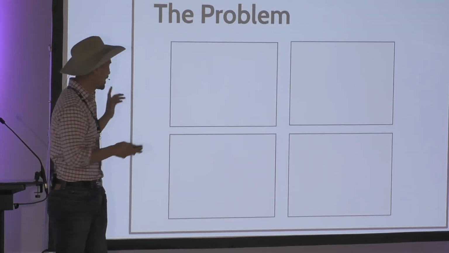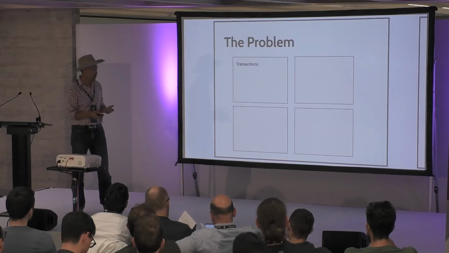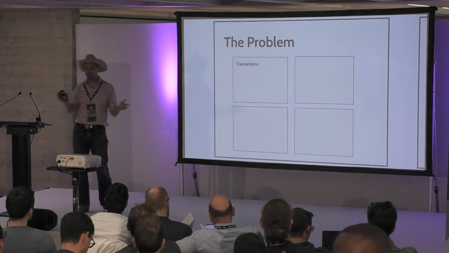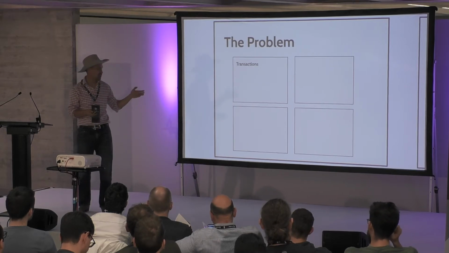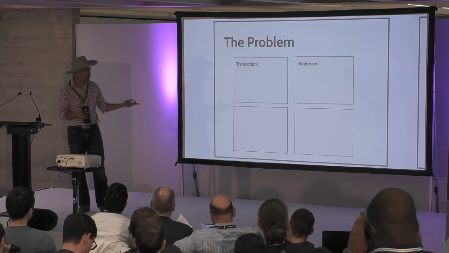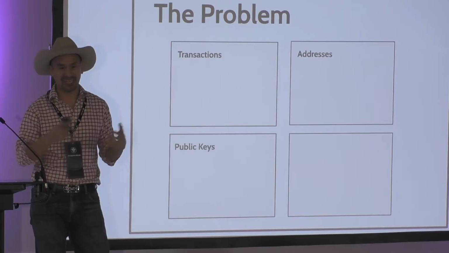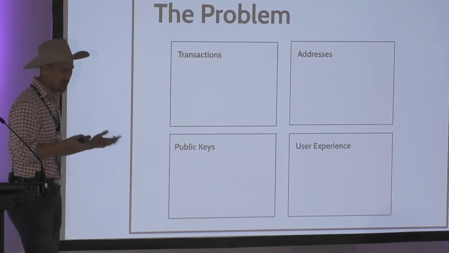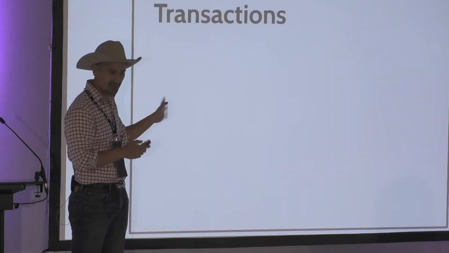Right now, we have a bunch of things in Bitcoin that are kind of ugly. So transactions, right? Very ugly. It's 64 hexadecimal characters. You have addresses, which are base 58 or bech32. You have public keys, especially XPubs, that are just gigantic. And the user experience just isn't that great. So let's drill into each one of these and take a look at it.